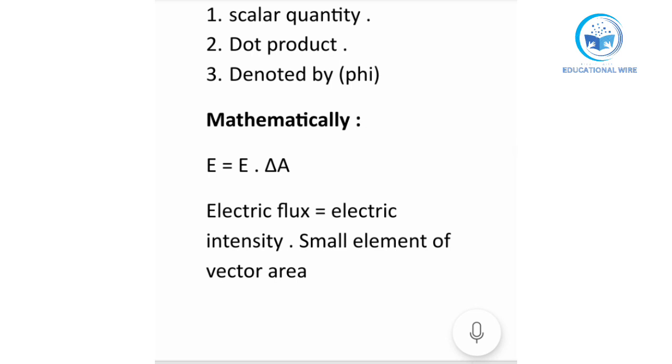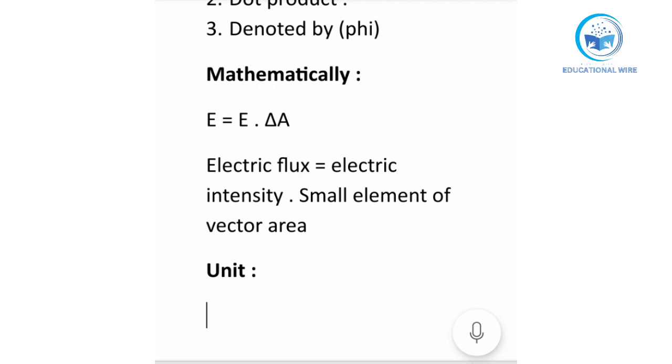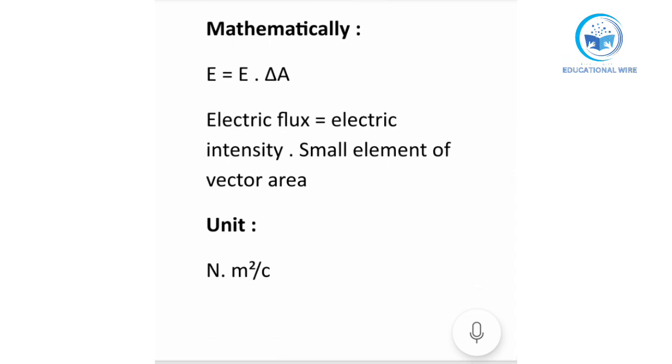Talking about its unit: the unit of electric intensity is newton per coulomb, and area is meter square. So we write newton meter square per coulomb. This is the unit of electric flux.